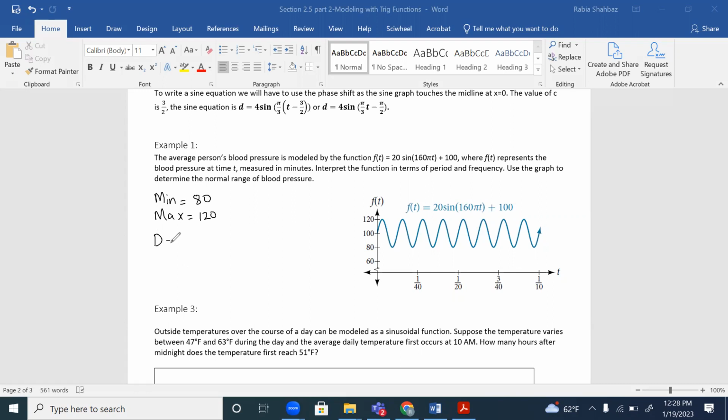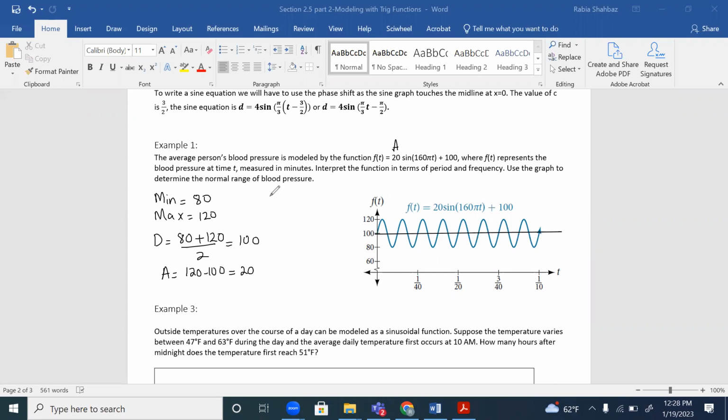So let's go ahead and calculate the average blood pressure by finding the d value here, which is the average of the minimum and maximum value, which comes out to be 200 divided by 2, which is 100. So 100 blood pressure is considered to be an average blood pressure for a normal person. And the amplitude is going to be 20. We could just do 120 minus 100, the maximum difference between the maximum and the midline, which is 20. And you can see that right here.